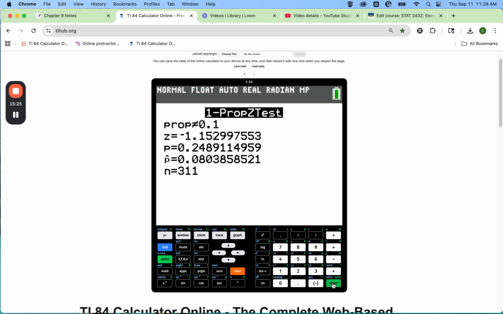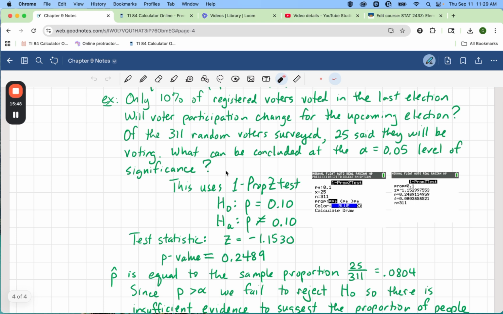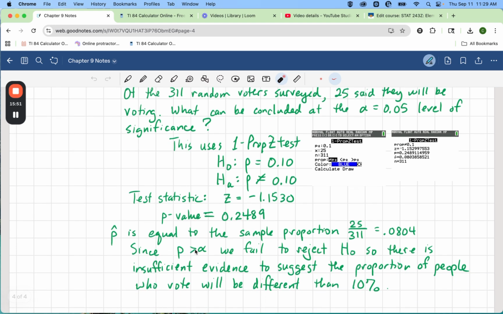So the test stat is negative 1.152 or negative 1.153. Your p-value is going to be 0.2489. Right here it gives us p hat. So this is the proportion in the sample that said they were voting: 0.08. So it's lower than the 0.1. But the p-value isn't that high, right? It's not that high. It's 0.2489. It's greater than the significance level, right? P is greater than alpha. We fail to reject H0, so there is insufficient evidence to suggest the proportion of people who vote will be different than 10%. Okay, so that is hypothesis testing in a nutshell.